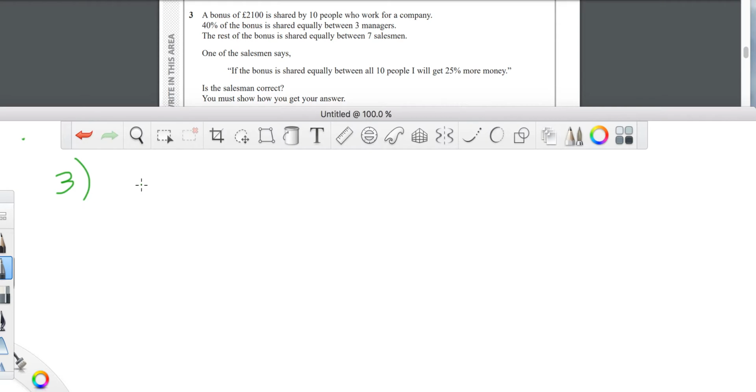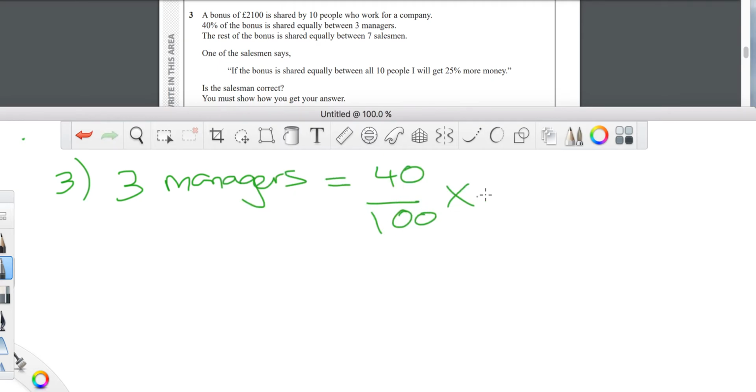So first things first, let's calculate how much the managers would get. So the 3 managers, spelling managers wrong now, which is 40 over 100 times it by 2,100. So I would normally cancel the zeros out. So you have 40 over 1 times it by 21. So 40 times 21, which is 840 pounds.